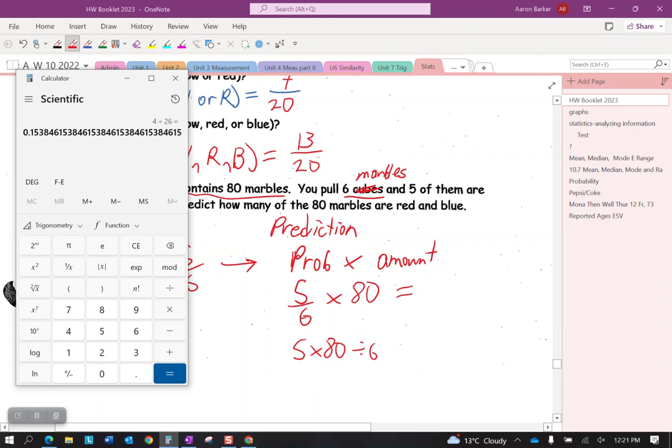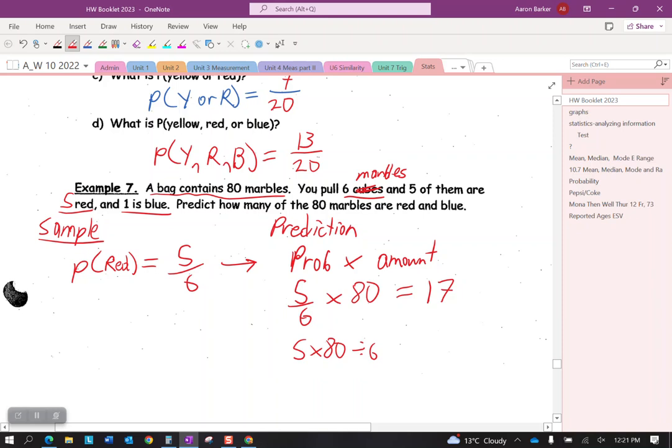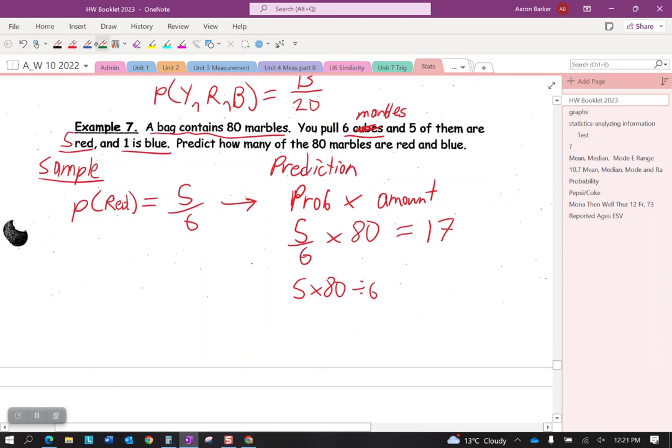What'd you get? Wow, that's weird. So what do you think we should round up to? Because you got to have whole marbles. Round up to 17, you're right. Okay. So 17 reds. Now, what is the probability of blue? 16.666. It's really close to 17, so we round up.